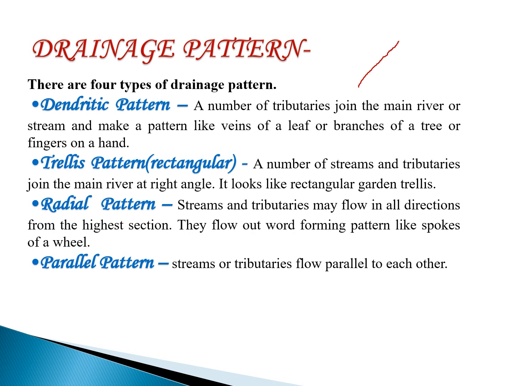So dendritic means there will be a water body and this will be looking like the branches of a tree, then it is called dendritic. Then comes your trellis. Trellis or rectangular, so a number of streams and tributaries join the main river at the right angle. Okay, so here this is a river and the small tributaries join the river at right angle. It looks like a rectangular garden trellis. So this is how the trellis pattern looks.